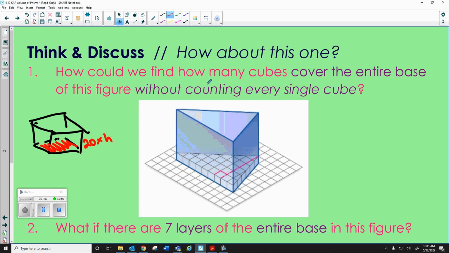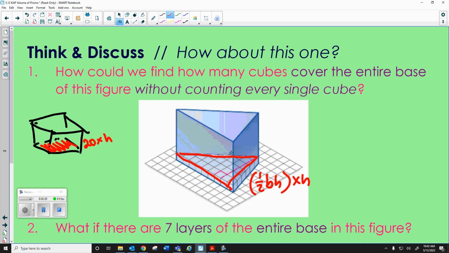So how could we find out how many cubes covered the entire base of this shape? Again, we wouldn't do base times height because this shape is a triangle on the bottom. We don't count partial squares. We find the area of the base by doing 1/2 of base times height. We find the area of the triangle. Then if there are 7 layers to this shape, we multiply that area times the height to find the volume.